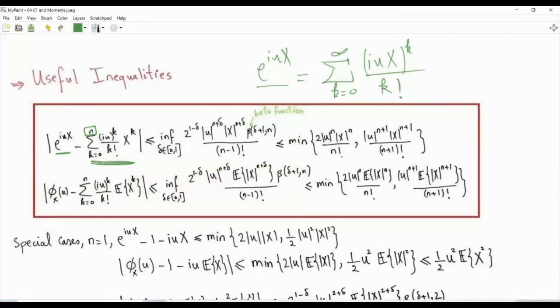And what is this upper bound? It has a number of forms, and this is one of them. You pick a parameter delta between 0 and 1, and the upper bound will look something like this: 2 to the 1 minus delta, absolute value of u to the n plus delta. This n is the same as the n in the sum. If you stop at 3, this will be 3; if you stop at 4, this will be 4, and so forth. Then magnitude of x to the n plus delta, and then the beta function, beta of delta plus 1 comma n.